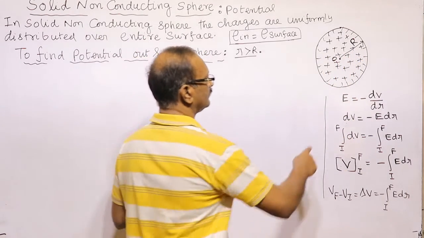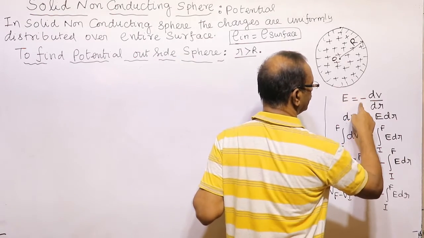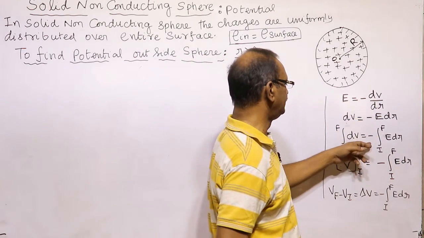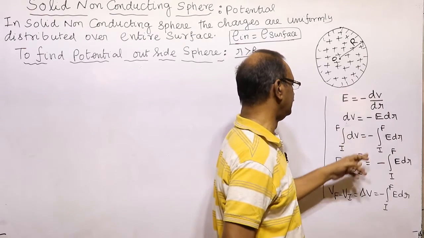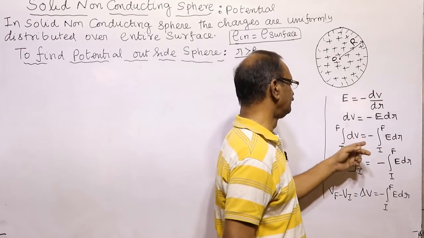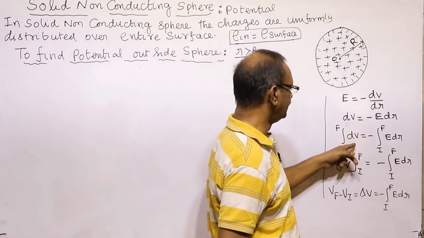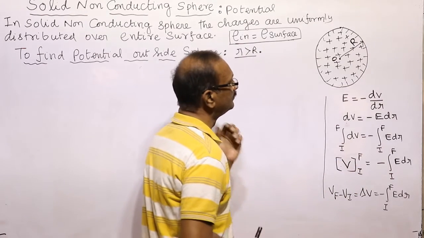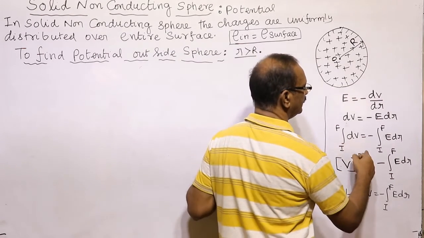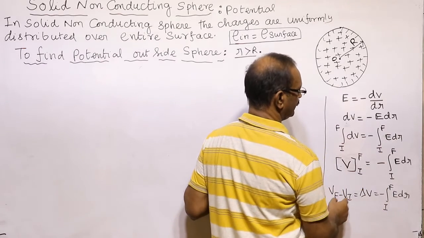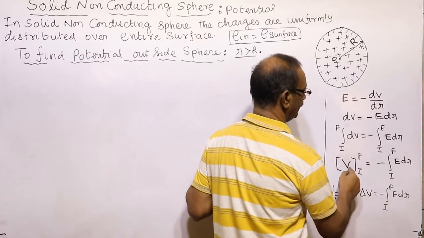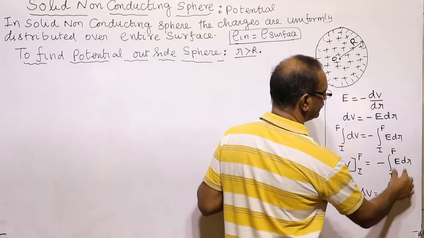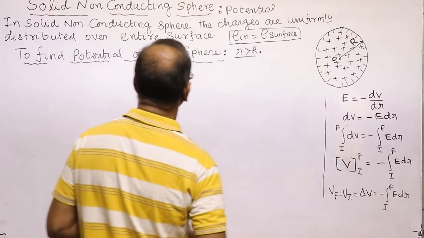As we know, electric field is equal to the negative of the potential gradient. E = -dV/dr. If we integrate it, the integration of dV is equal to V, applying the limits from initial to final. So V final minus V initial is equal to the change in potential. We will take this result.